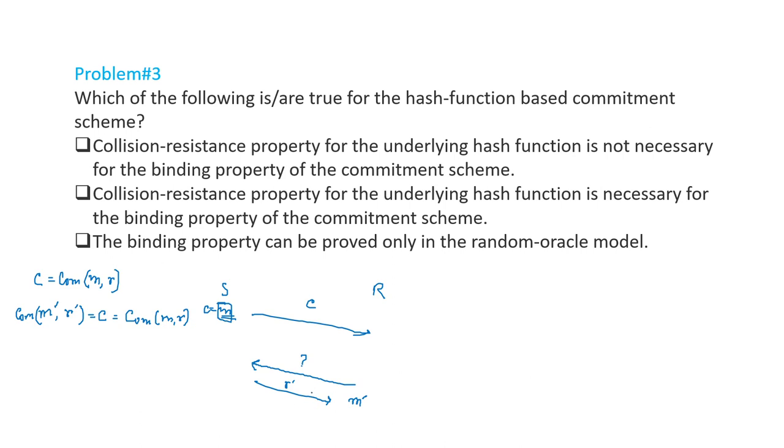So the binding property ensures that the probability that commitment of m dash and r dash is equal to commitment of m comma r is upper bounded by some negligible function. Okay, so this is what the binding property says.